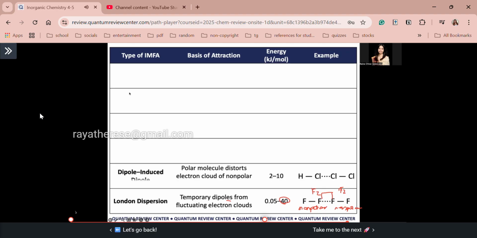Okay? Next, we have the dipole-induced dipole. So that is between a polar molecule that distorts the electron cloud of a non-polar molecule. So greater yung energy niya compared to London dispersion forces. So mas mahirap siyang i-break slightly compared to London dispersion forces. An example is the attraction of a polar molecule HCl to Cl2, which is a non-polar molecule.